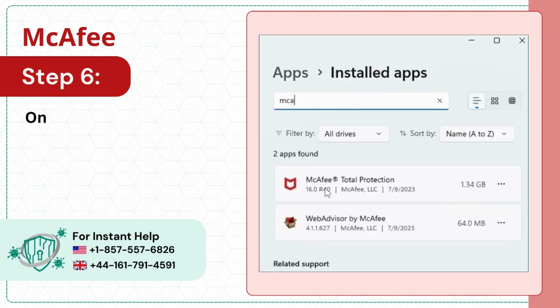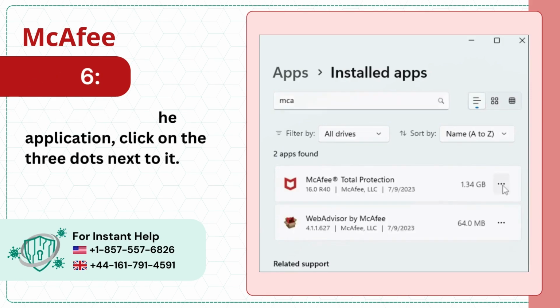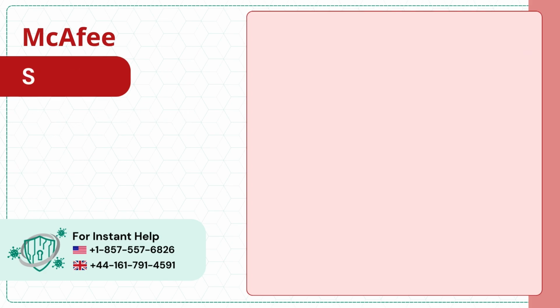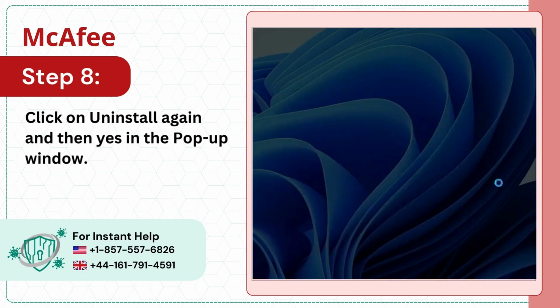Step 6. Once you locate the application, click on the 3 dots next to it. Step 7. Next tap on Uninstall. Step 8. Click on Uninstall again and then Yes in the pop-up window.